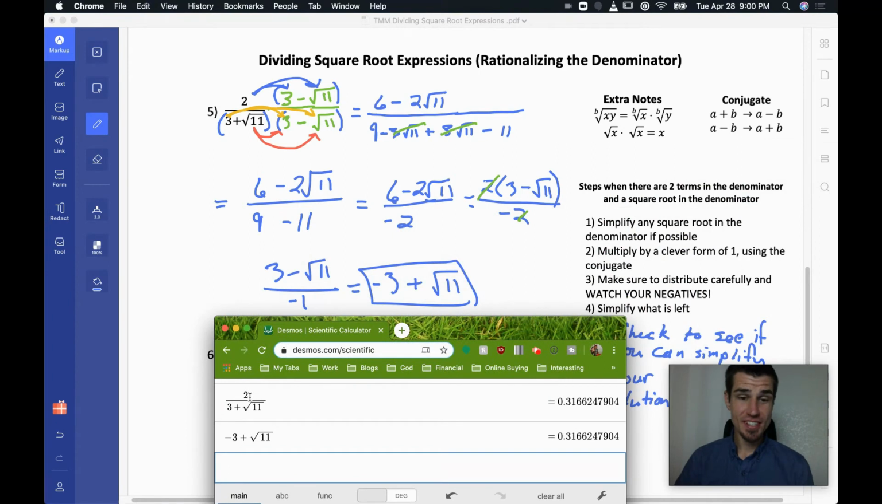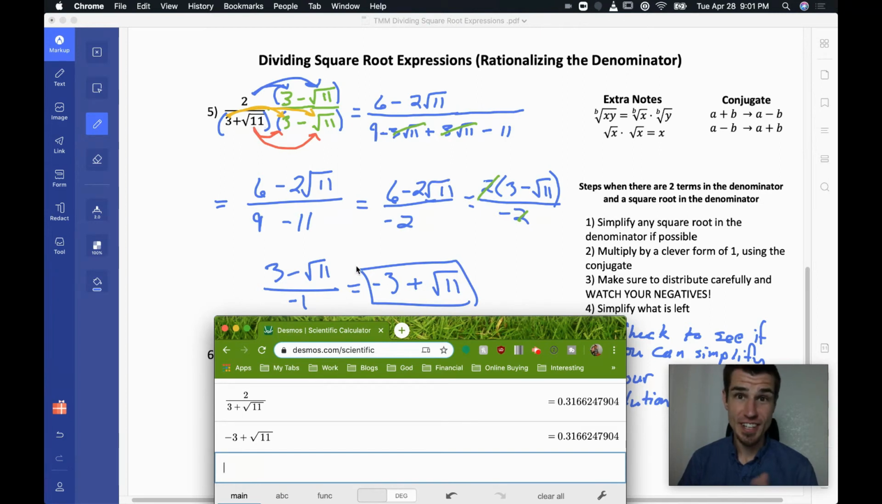As we can see, here's our original expression, 2 over 3 plus square root of 11 right there. And here's our solution, negative 3 plus square root of 11. And once again, when we type those different expressions in, we get the same answer. Remember, we are just simplifying. We're not changing the value of the expression. We're just making sure that we have no square roots in the denominator.